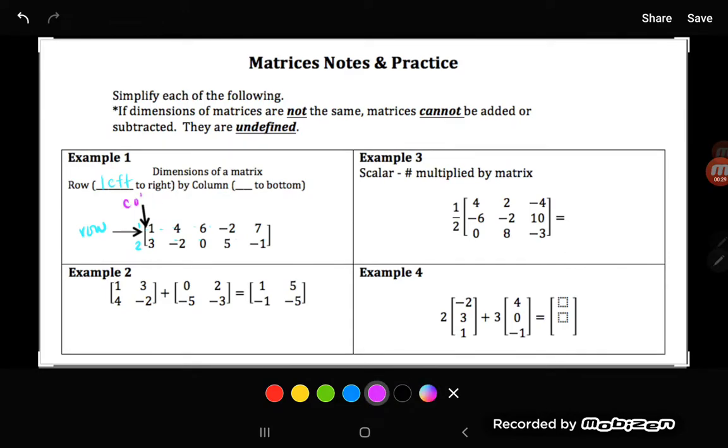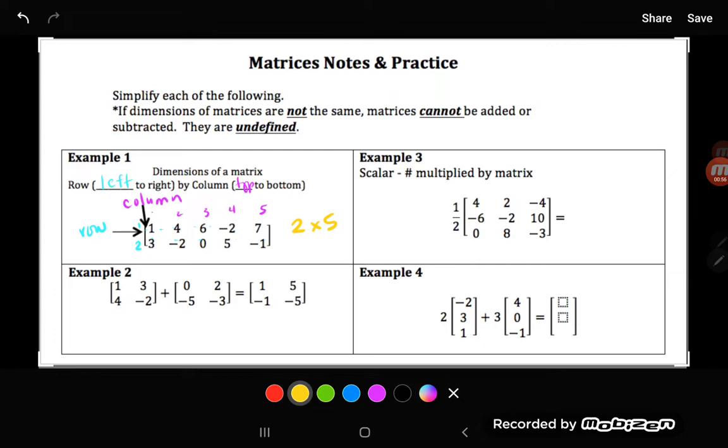Column. Column is top to bottom or up and down. I have 1, 2, 3, 4, 5 columns. So the dimensions of example 1, I have a 2 by 5. Row by column, I have 1, 2 rows, and then I have 5 columns.